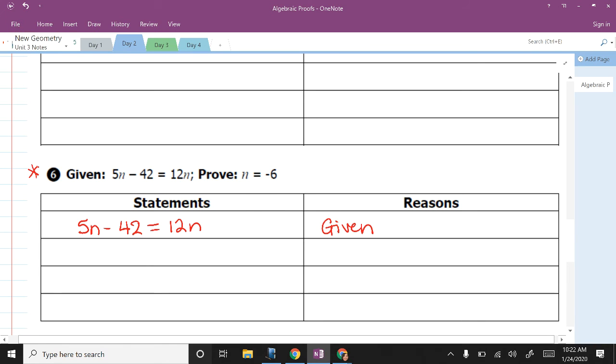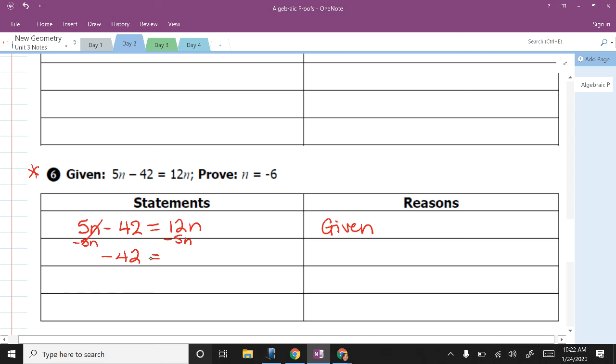All right, I'm solving for n, but I have an n on both sides. Well, this n is all the way over here by itself, isn't it? So I need to move this 5n to the 12n. So how do I do that? Subtract 5n on both sides. Everybody agree? And if I don't do it that way, I'm going to create a whole lot more steps, trust me.